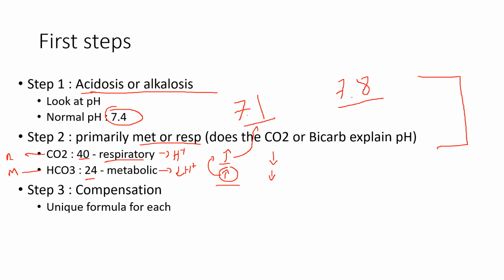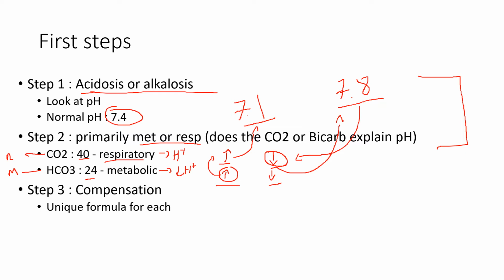Okay, let's take another example. Let's say we have a pH of 7.8. So we're alkalotic. Now we have a low CO2 and a low bicarb. A low CO2 would explain this high pH. So in this case, we have a respiratory alkalosis. Whichever value explains pH the best is the one that is our primary condition.